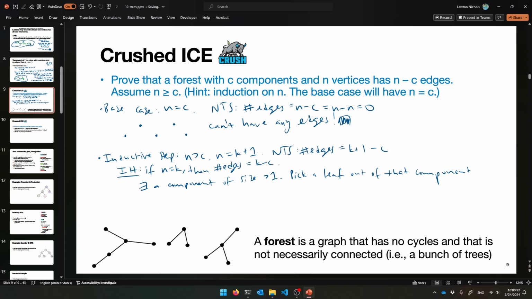And consider that smaller forest without it. I don't know if it's technically possible to call it a subforest, but it's a smaller forest at that time. So let's say that here's a component with at least 2 nodes in it. So let's chop off a leaf. So here's a leaf. Chop it off and the edge that got you there. Do you see how this smaller forest has 1 less node?